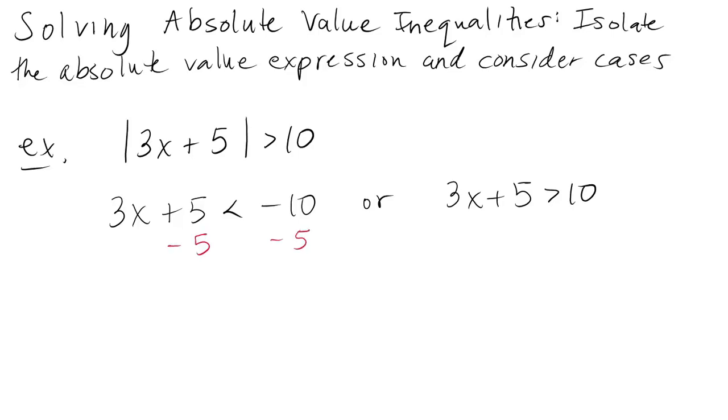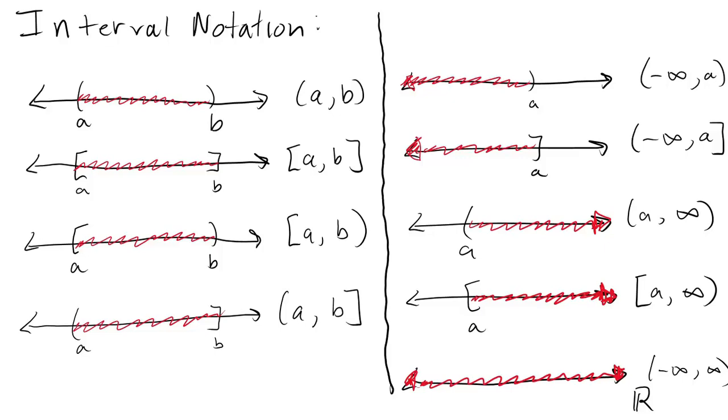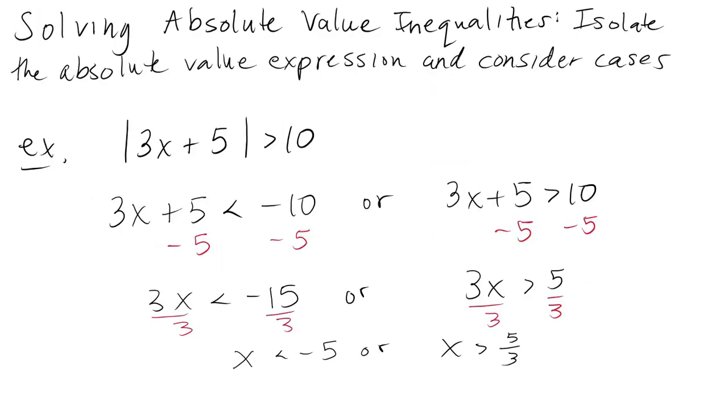I can subtract 5 from both sides to isolate the linear term. We get 3x is less than negative 15, or 3x is greater than 5. We divide both sides by positive 3. That does not require us to flip the direction of the inequality. We get that x is less than negative 5, or x is greater than 5/3. You can flip back to the picture of the intervals if you need to. I'm just going to write these out on the screen.